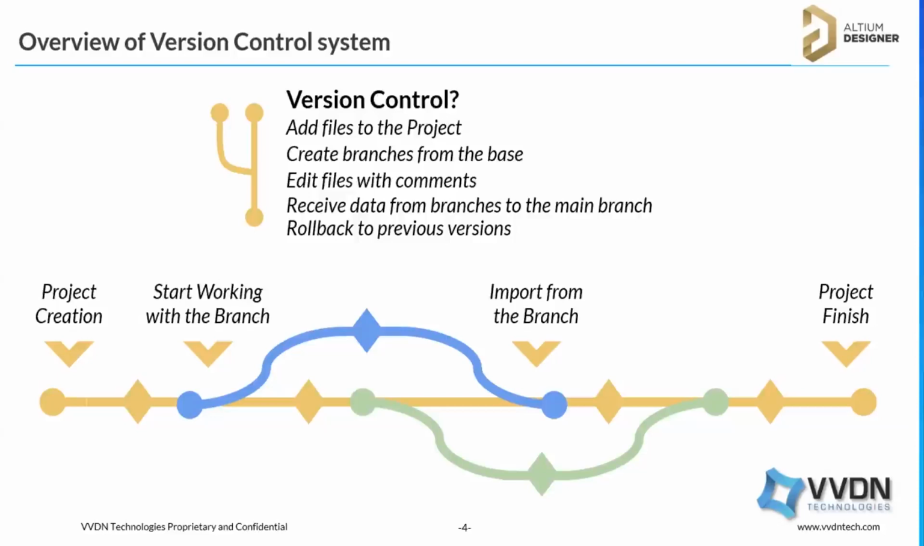Okay. With version control, there are some operations: we can add files to the project, and we can create branches of the project for the many people who are working on it. We can edit files with comments, like when you release the file, we can put a comment such as I have modified this section. And we can merge the files into the server project, and anytime we can go back to the previous versions if we want to.